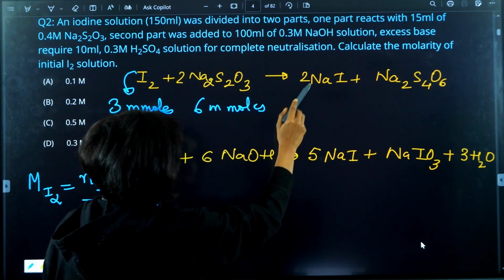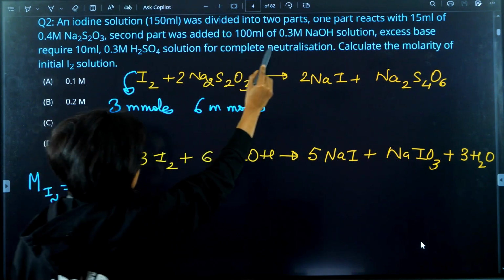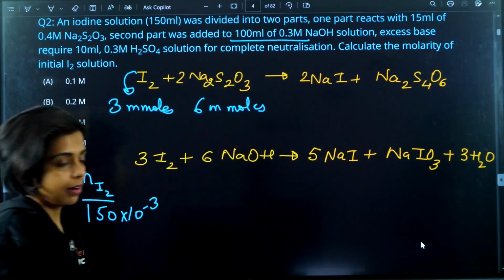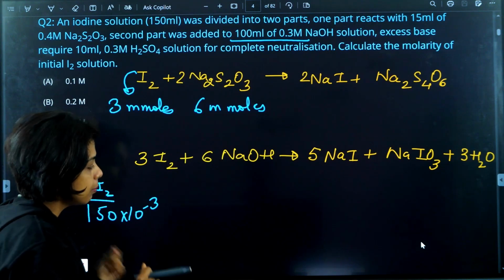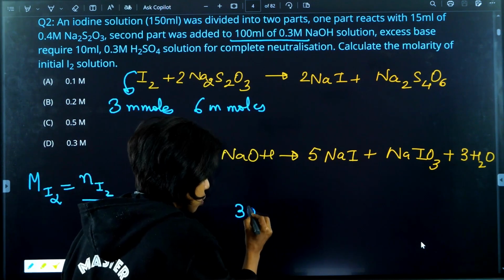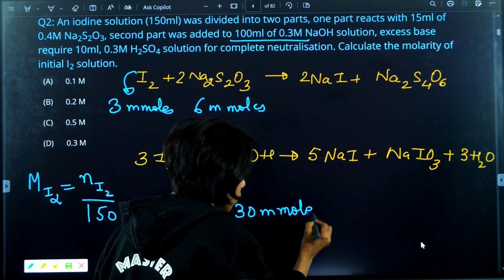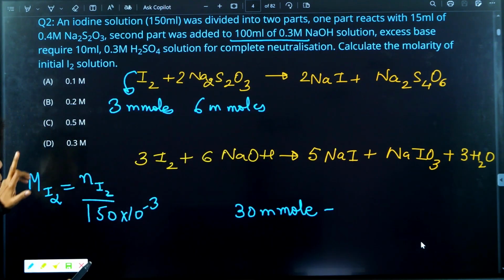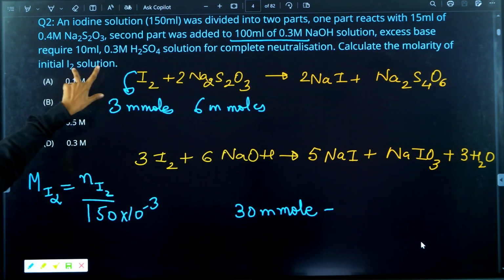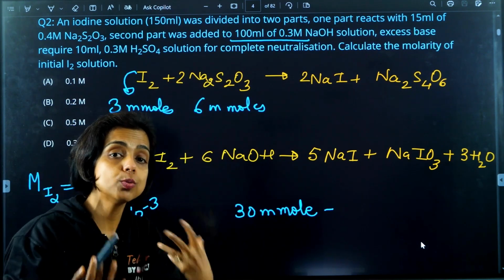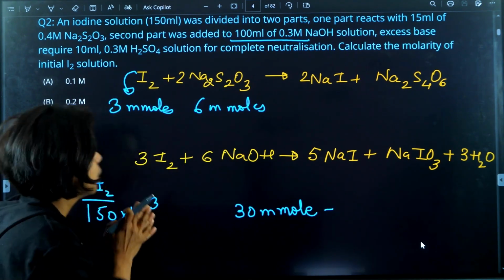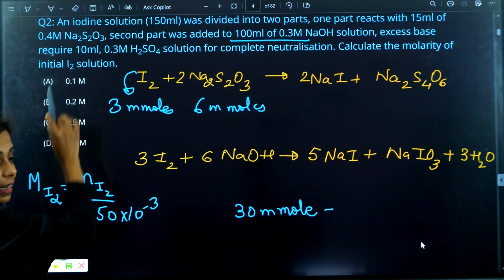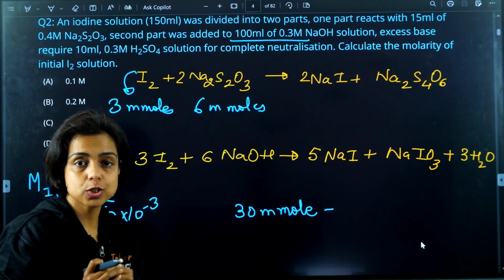So, how much NaOH you added? Molarity 0.3, volume is 100. That means 30 millimoles of NaOH, molarity into volume, these millimoles of NaOH were added, right? And out of that, how much is left? That reacted with your H2SO4. So how much H2SO4 was consumed to react with the excess of NaOH? So molarity into volume, again 0.3 and 10, that is 3 millimoles of H2SO4 was consumed.